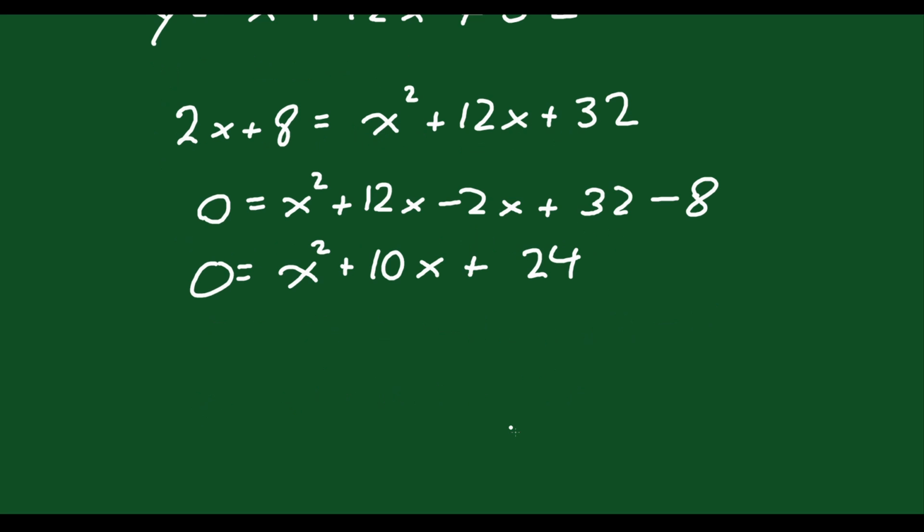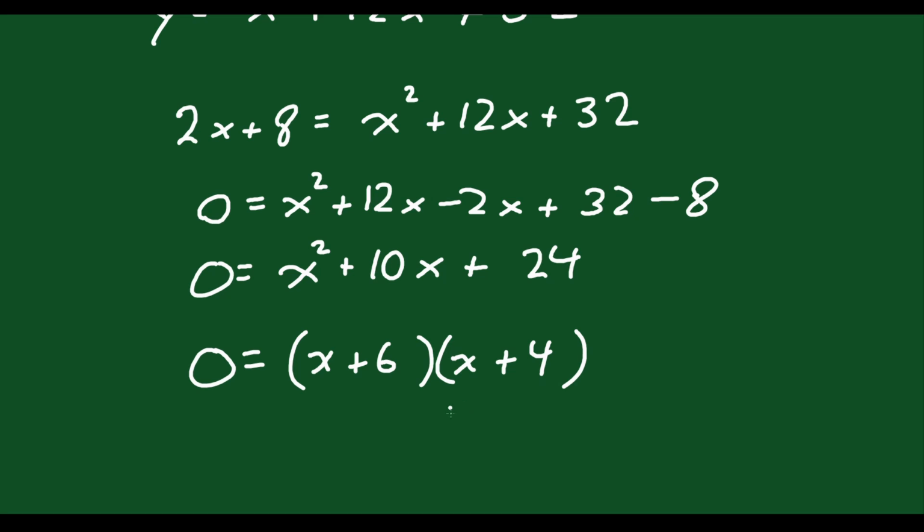Okay, and it looks like for this one we might actually be able to factor, right? What two numbers multiply to 24 and add to 10? I think maybe 6 and 4, right? Plus 6 plus 4. Therefore, x is equal to negative 6, and x is also equal to negative 4.